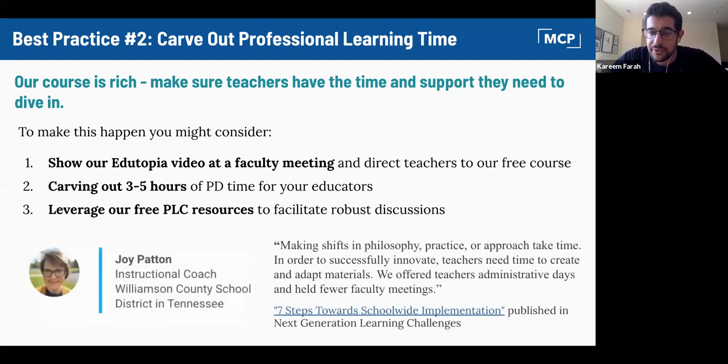One of the best pieces to read about pushing out the free course at scale and seeing real change is this piece called 7 Steps Towards School-Wide Implementation. It was published by Joy Patton, an instructional coach out in Tennessee, who supported her teachers in learning the model through the free course. What she talks about in this article are those 7 steps she used, one of which is giving folks time, appreciating the fact that if we really want to see transformational change in classrooms, you've got to give folks ample time to actually dig in. If you just throw a free course at them but don't give them time, the likelihood they're actually going to engage and then make the leap to implementation is pretty low.